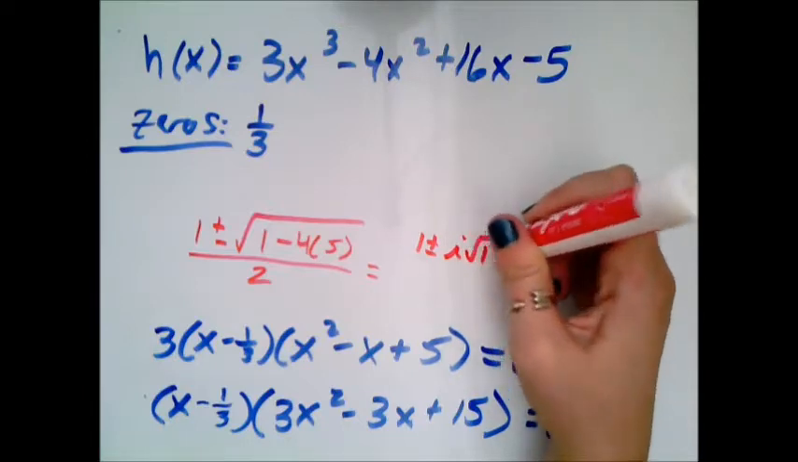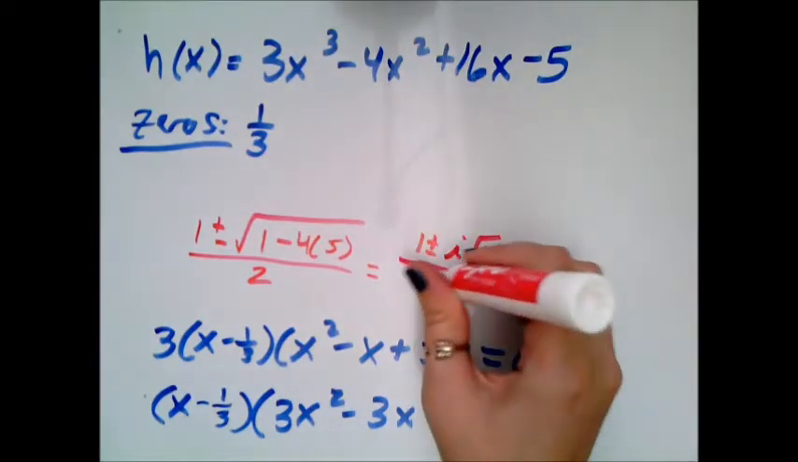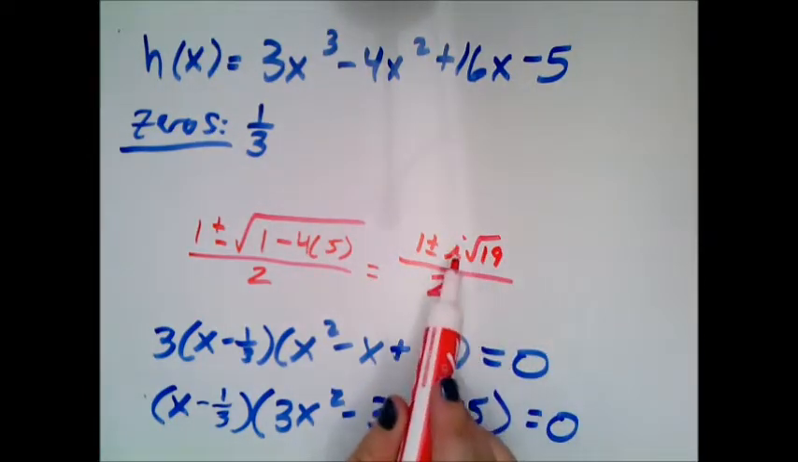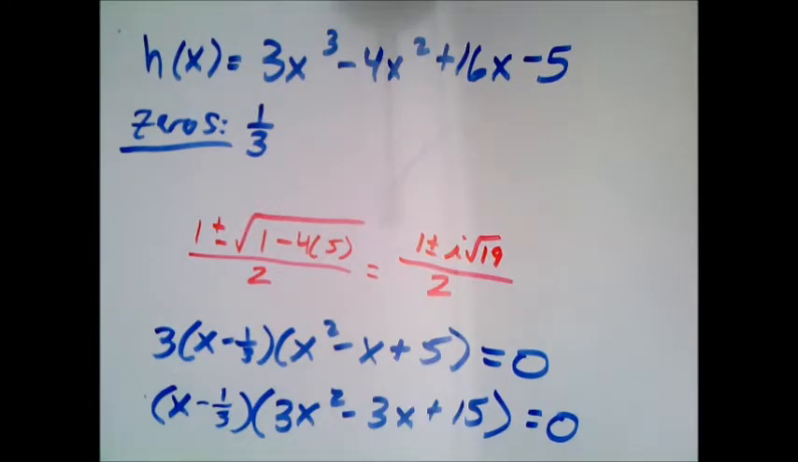Well, what do I do when I have negative square roots? How do I deal with that? I can pull out the i, and then square root of 19 doesn't reduce anymore. So that's about as simple as I can get that.